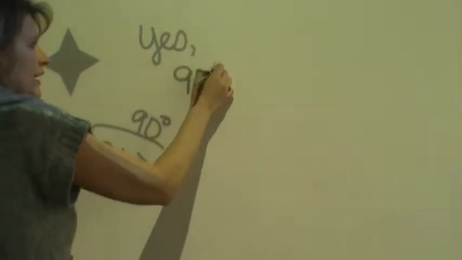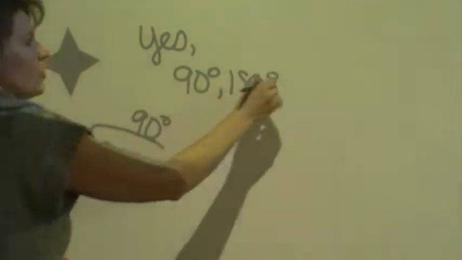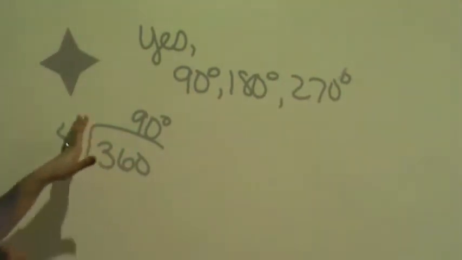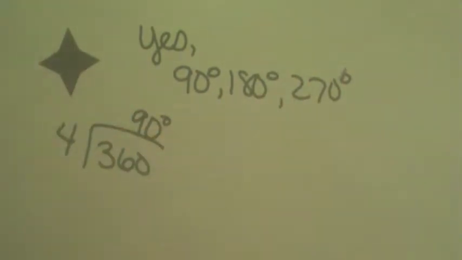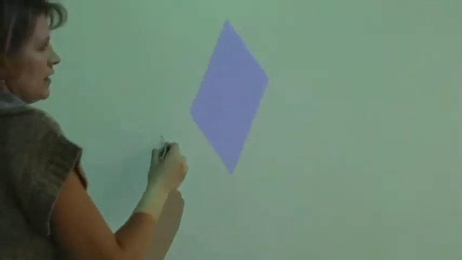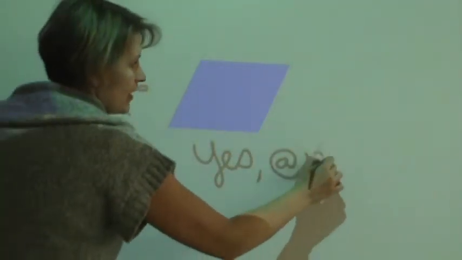So we would say, yes, this has rotational symmetry at 90, and then the next quarter turn would be 180, and then the next quarter turn would be 270. We don't say 360 because everything has 360, all right? So we only list up to 360, not including 360. All right, on this one, it would just be a half turn, okay? Half turn, or in other words, if it's 2 turns to get all the way around, 360 divided by 2 is 180. So we would say this one has rotational symmetry, yes, at 180 degrees.